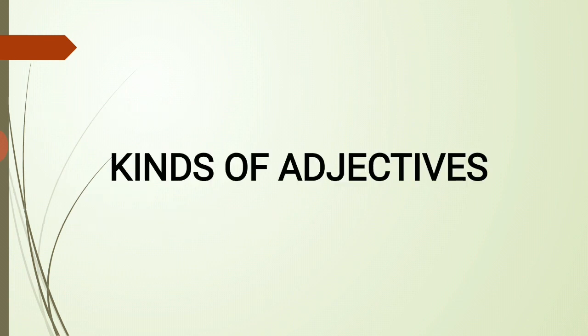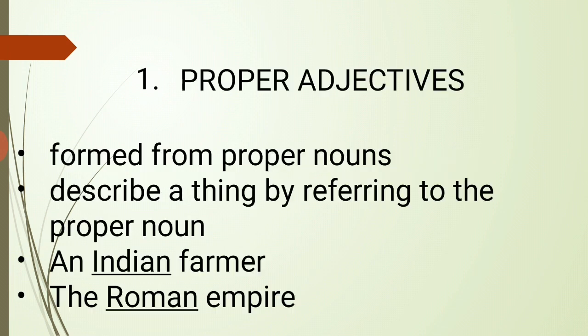Now kinds of adjectives. Adjectives are of 8 different kinds, like proper adjectives, adjectives of quality, adjectives of quantity, adjectives of number, distributive adjectives, demonstrative adjectives, interrogative adjectives and possessive adjectives. So now we'll deal with all the kinds of adjectives one by one, starting with proper adjectives.